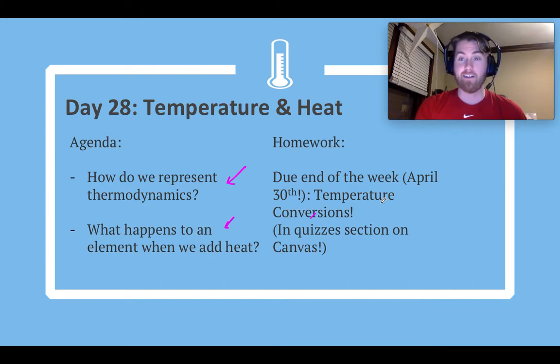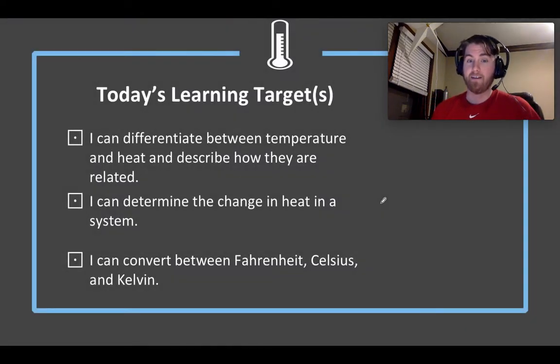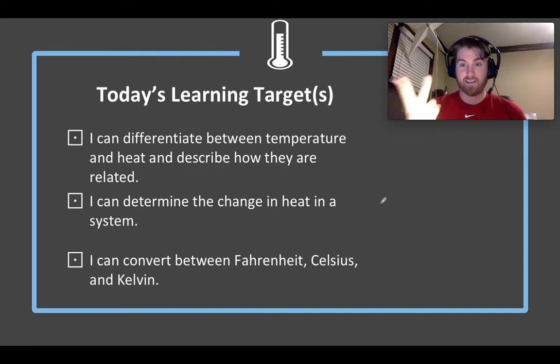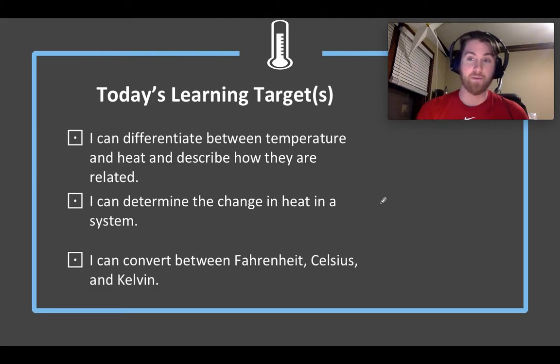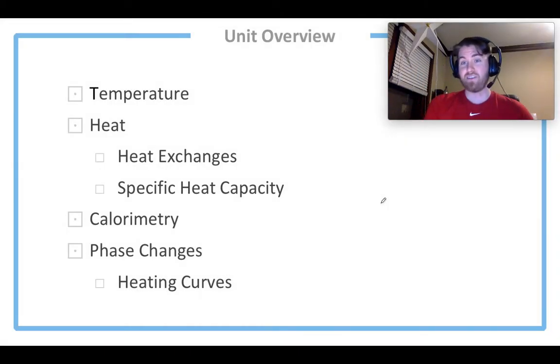But let's go ahead and get started. Let's first talk about what we're going to be doing today. First off, you're going to be able to figure out what heat is, what temperature is, and how they're described. You're going to be able to describe the change of heat inside of a system, and a system is a collection of elements, trying to figure out how many elements there are in that specific thing that could change temperature. And then finally, you need to be comfortable converting from Fahrenheit, Celsius, and then the SI unit, Kelvin.